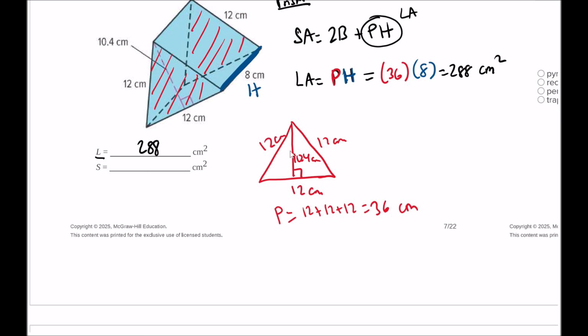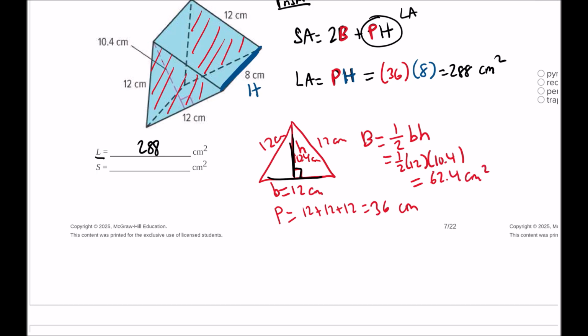Now I'm going to call this capital B, because we're going to find the area of this triangle. So capital B is the area of the triangle. The area of the triangle is 1/2 base times height, little b, little h. The base and the height have to be at a right angle to each other, so it's these two sides, which are at a right angle. So it's going to be 1/2 times 12 times 10.4, which is 62.4 centimeters squared.